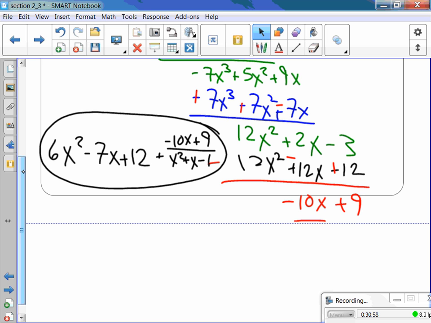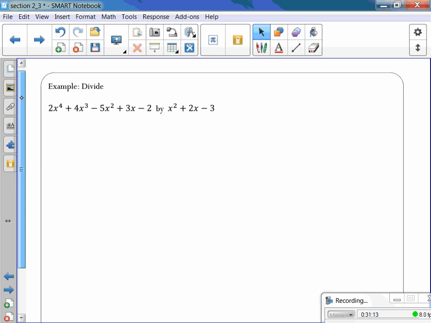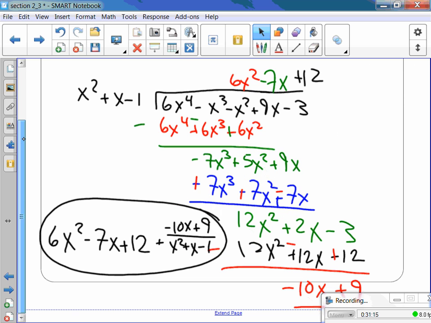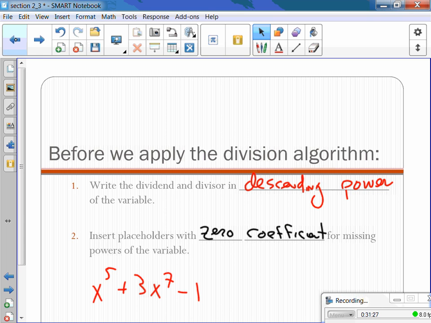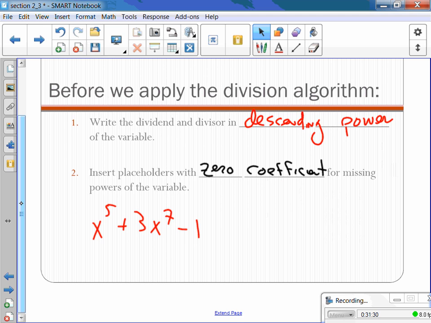Questions? Wait, I have a question. Will there ever be a time when the divisor is missing one of the terms? This one it doesn't specifically say, but you should put in your placeholders into both. Does it work the same way? Absolutely. Folks, did you hear that question?